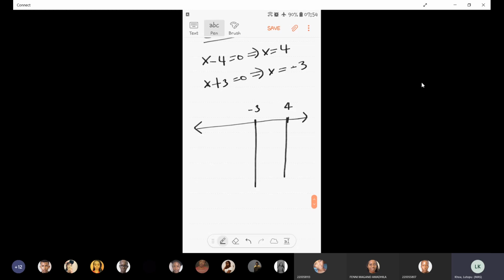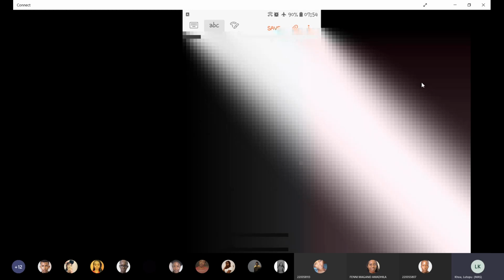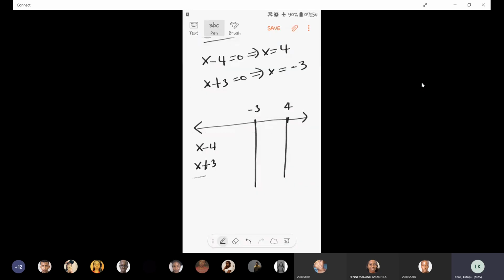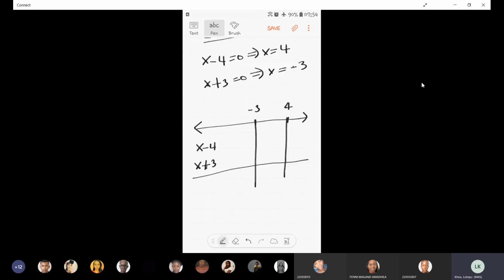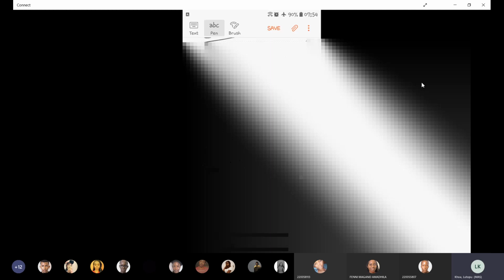Then I place my factors. So I have x minus 4, x plus 3, right? Then I pick a representative in each of the regions. Let's say -5, 0, and 10. So these are my representatives in the region. Then I substitute each of them. -5 minus 4, this is negative. -5 plus 3, that is negative.